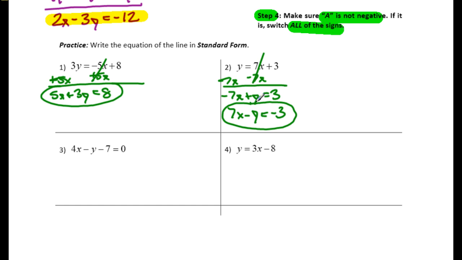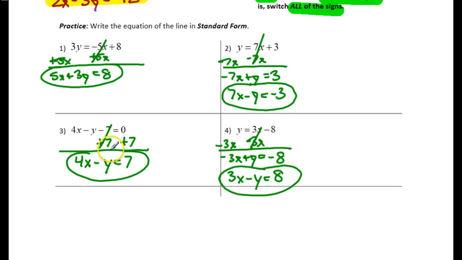Okay? So, we've done 2 together. Now I want you to try these 2 on your own. So pause this podcast, work on number 3 and 4, and then unpause it, and I'll have the answers up for you. Okay? Let's see if you get what I get.